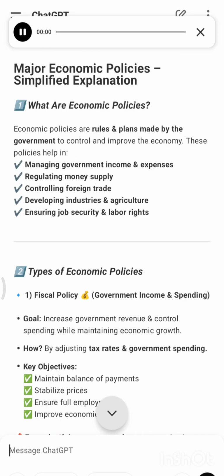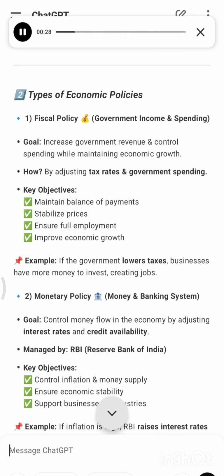Major economic policies, simplified explanation. What are economic policies? Economic policies are rules and plans made by the government to control and improve the economy. These policies help in managing government income and expenses, regulating money supply, controlling foreign trade, developing industries and agriculture, ensuring job security and labor rights. Task 2. Types of economic policies.